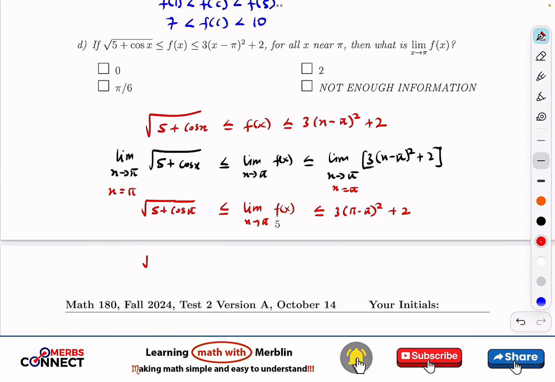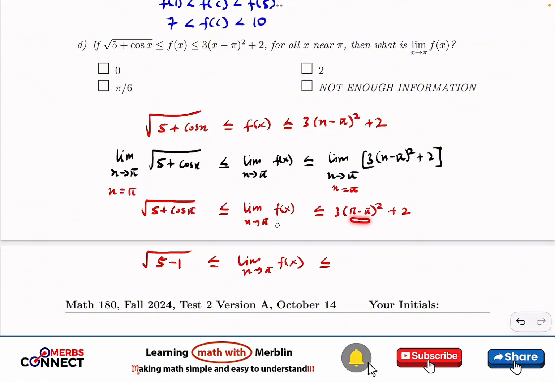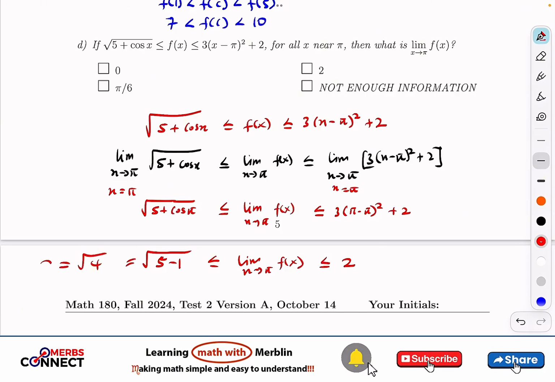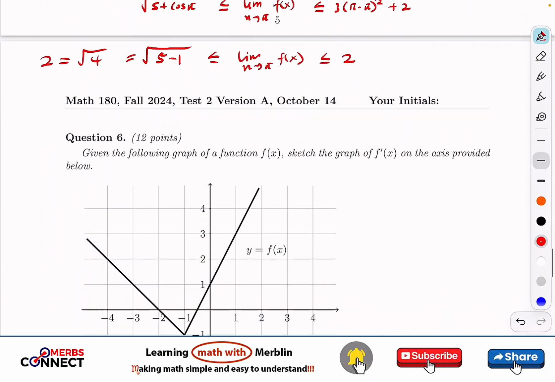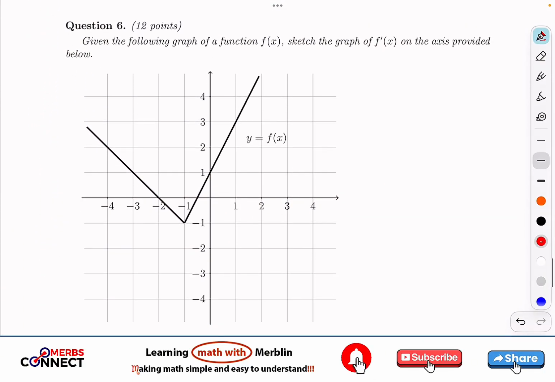So it means that this is going to give us square root of 5 minus 1 less than or equal to the limit as x is approaching pi of f of x less than or equal to, now here pi minus pi will be 0, so everything here will be 0, and this one will be equal to 2. Now this is the same as square root of 4, and square root of 4 is 2. So we can say that the left is 2, the right is 2. It means that the limit here exists and is equal to 2. So we are going to choose this one here. Very simple here. Okay, let's finish it up with these last two questions.